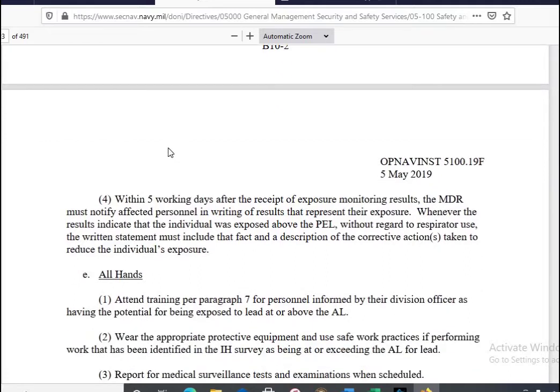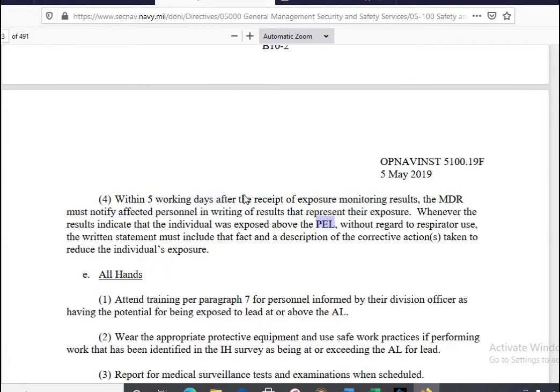The only thing that I saw for the medical part, which is probably important to know, is a timeline. Within 5 working days, the medical department has to notify the personnel in writing of the results that represent their exposure. So within 5 days, as medical, you have to notify the person, hey, this is the result of what your blood test was. Let's see, above the PEL.